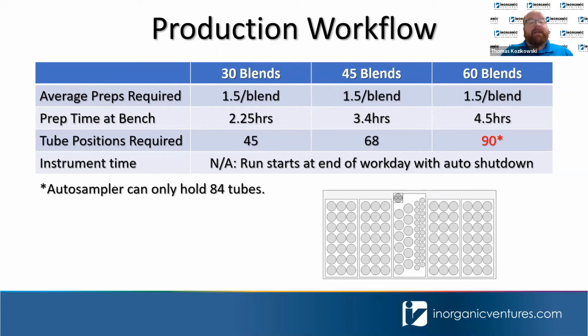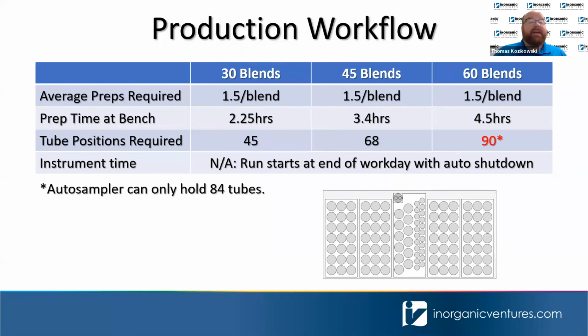Another thing to keep in mind is the 2 positions you need on your autosampler. So if we only have 30 blends, that occupies 45 spots, no problem. But if we have 60 blends, we get 90 samples. That actually doesn't fit on the autosampler because it can only hold 84 tubes. These are those 50 mL centrifuge tubes that you can buy. They work really well for prepping. They stand up on their own, are relatively clean, and work very well.